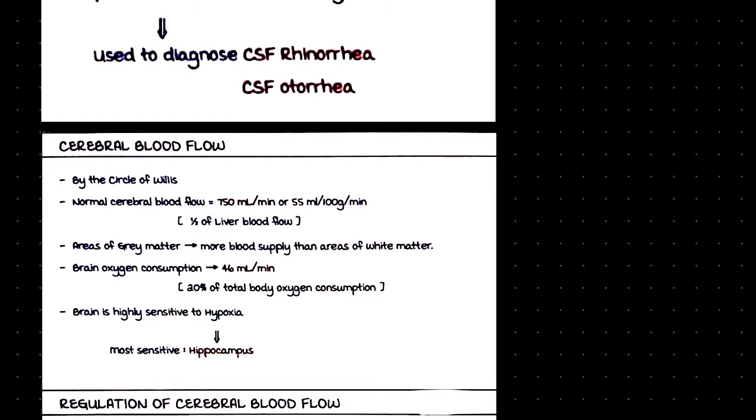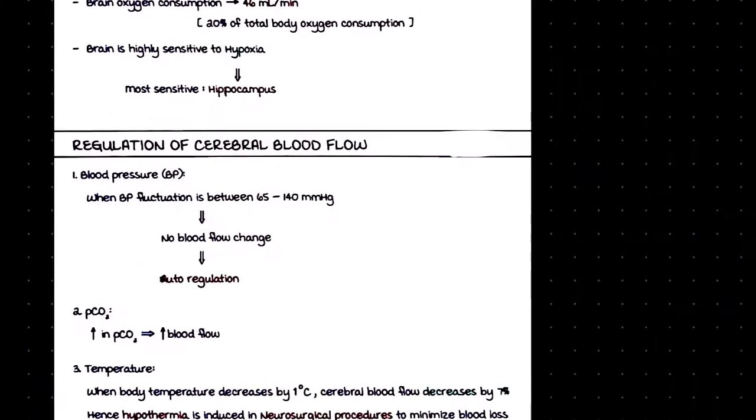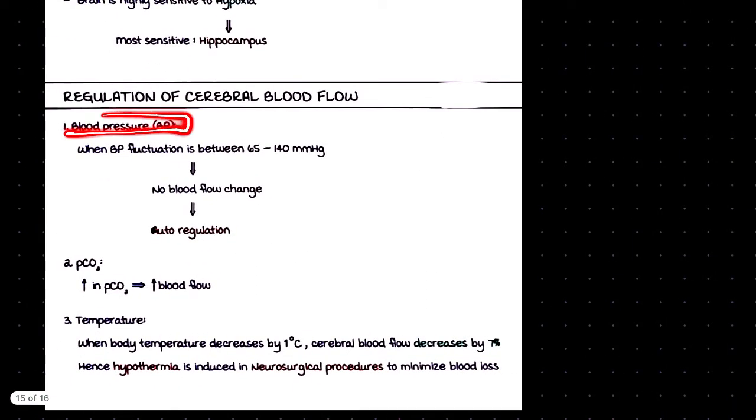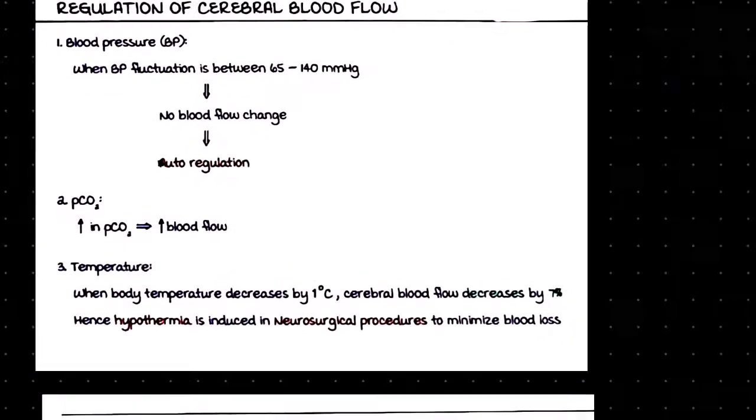Now the regulation of cerebral blood flow, how is it done? It occurs through various processes such as blood pressure, right? When there is fluctuation of about 65 to 140 mm Hg of pressure within the cerebrum, what will happen? There will be no effect on blood flow, right? No blood flow change will take place. It will remain constant. That means if because of some reason there is a change of about 65 to 140 in blood pressure, it will not affect cerebral blood flow. Why? Because it is auto-regulated.